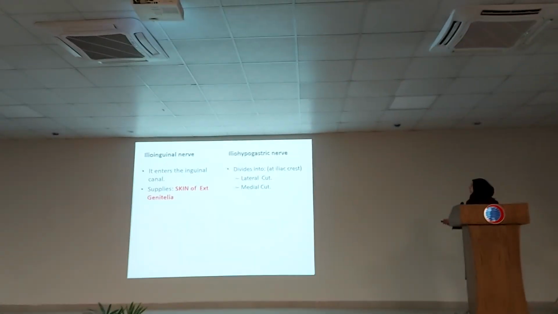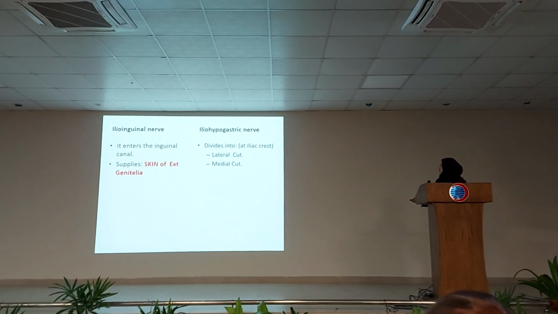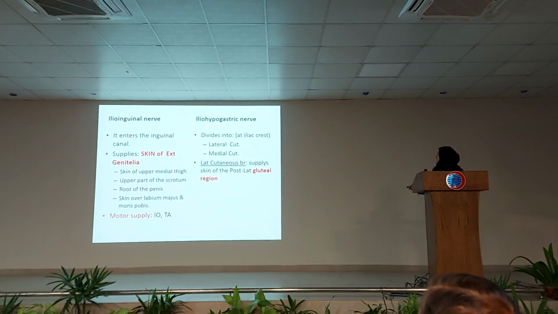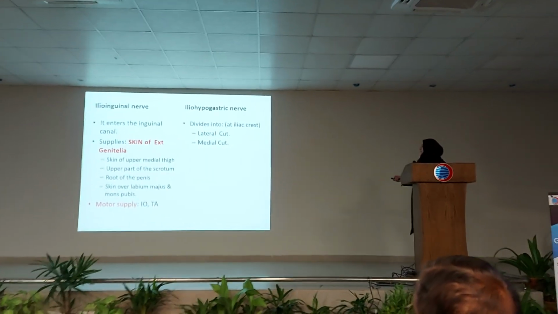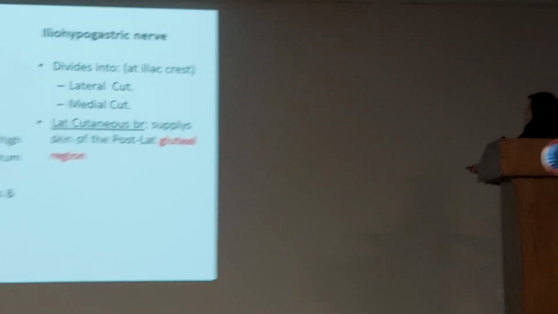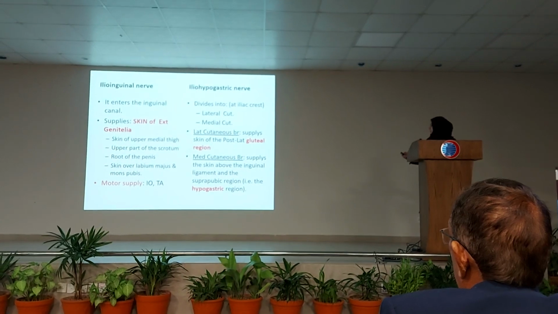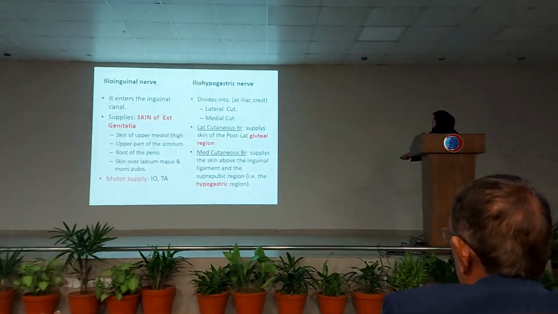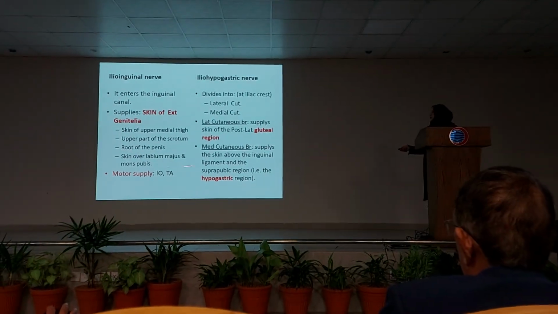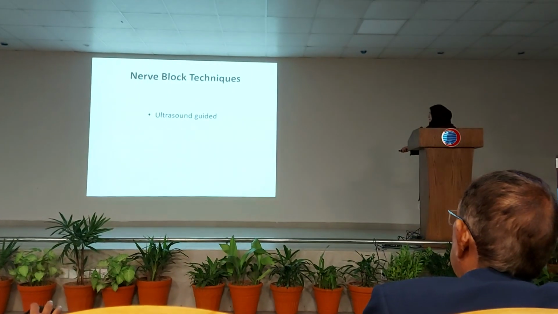The ilioinguinal nerve supplies the skin of the external genitalia, while the iliohypogastric nerve, as I told you, divides into lateral cutaneous and medial cutaneous branches. The lateral cutaneous branch supplies the skin of the posterolateral gluteal region, and the medial cutaneous branch supplies the hypogastric area or the suprapubic region. Both of these nerves have the motor supply for the internal oblique and the transverse abdominis muscle.